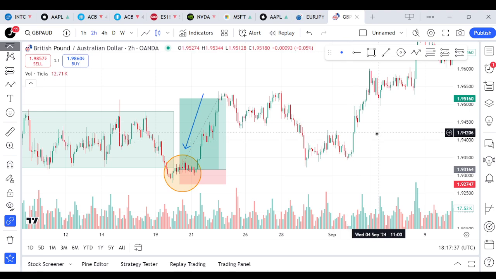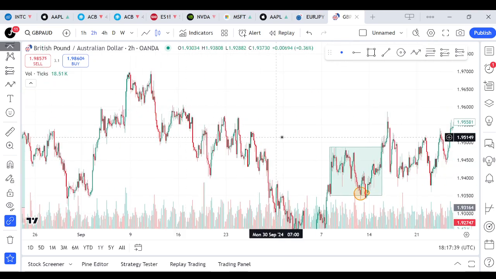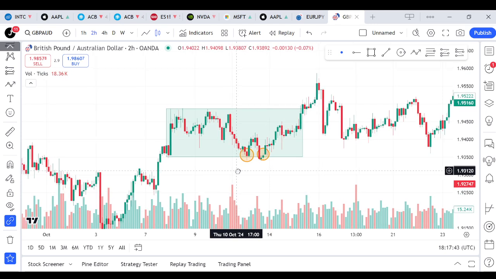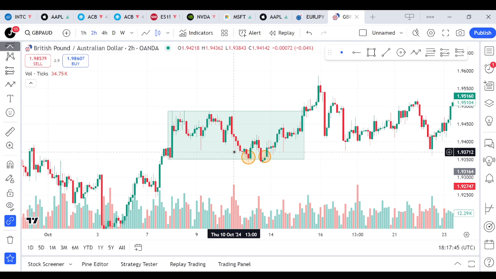So let me look for another example. So we have this example here. This is fading the breakout. You can see signs of weakness.